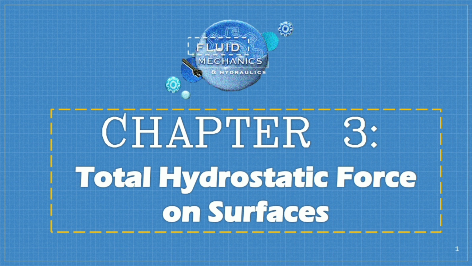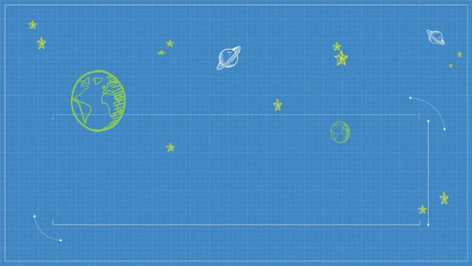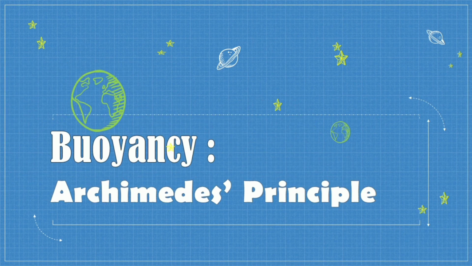But before jumping in, let's have some deeper understanding of what buoyancy and Archimedes' principle are. Buoyancy is an upward force exerted by a fluid on a partially or fully immersed object. It's equal to the weight of the fluid displaced by the object, and it is the ability or tendency of an object to float or rise in a fluid.